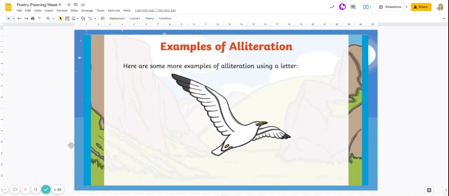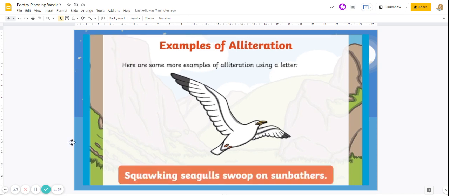Let's have another look at an example of alliteration. Squawking seagulls swoop on sunbathers. So, when you want to write an alliterative sentence, you start with the subject of the sentence or the noun that the sentence is about. In this case, the noun is seagulls. So, we know that the alliterative letter is going to be S because seagulls starts with S.